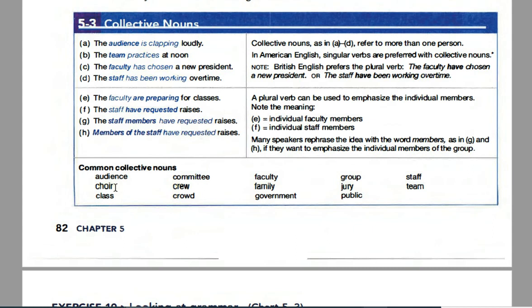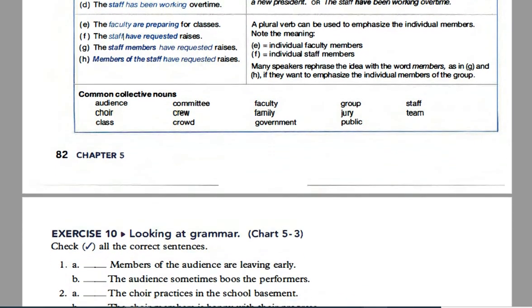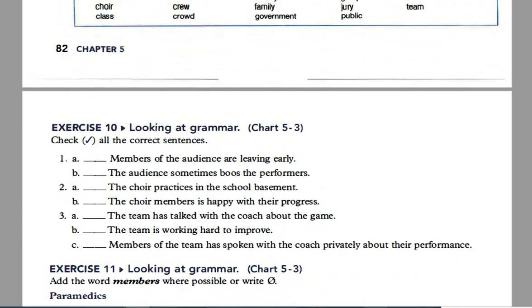Common collective nouns: audience, class, committee, choir, crew, crowd, faculty, family, government, group, jury, public, staff, team. So please remember again that in American English we follow it by a singular. So if we say crowd is, government is, but in British English we could say government have, a group have, staff have. That's one great note that you have to take into your mind.